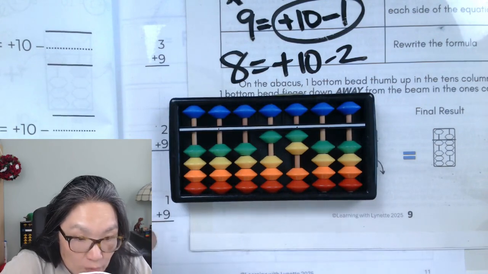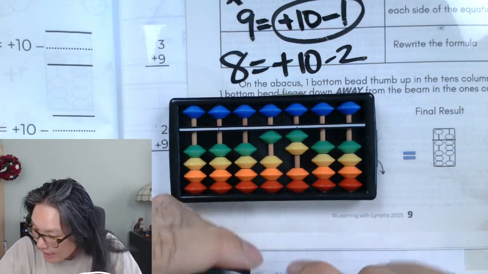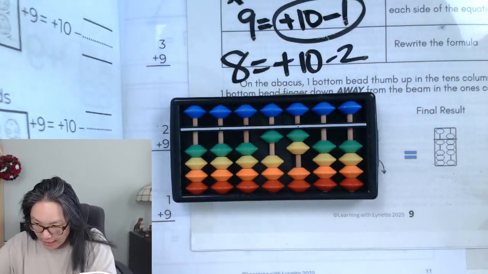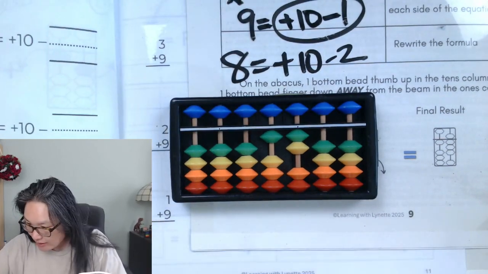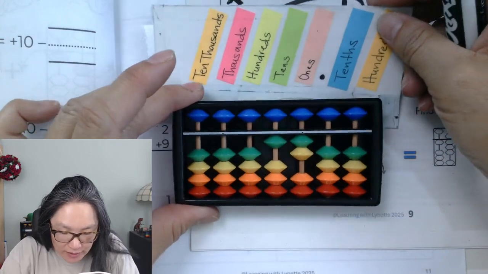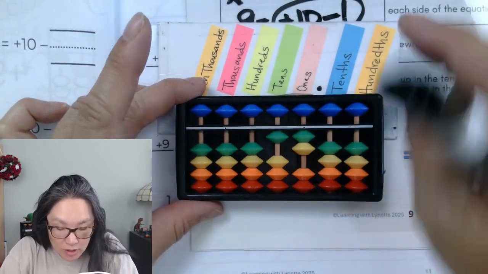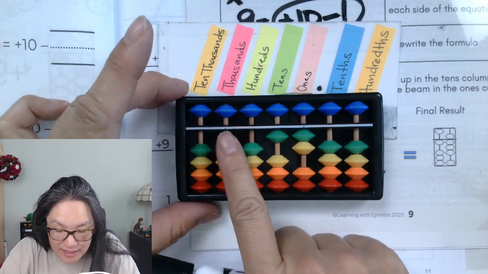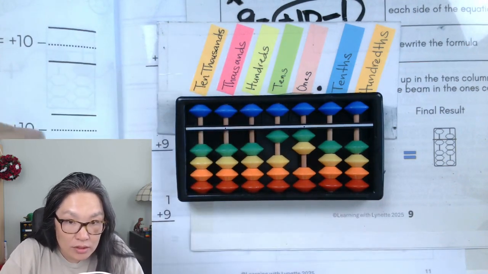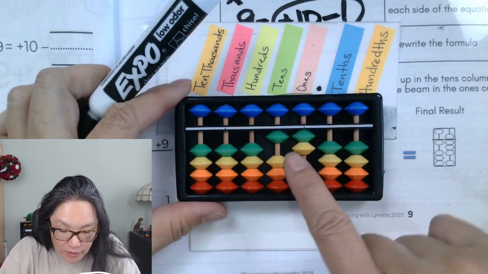So each column is like a place value. Yes, exactly. When I have my place value, that's what it looks like. So my ones, my tens, my hundreds, my thousands, my 10,000s. Does that make sense? So when we look at it, we have 12.